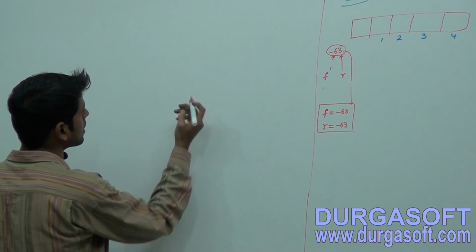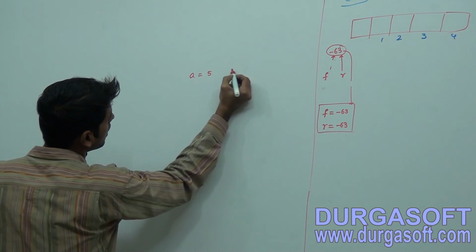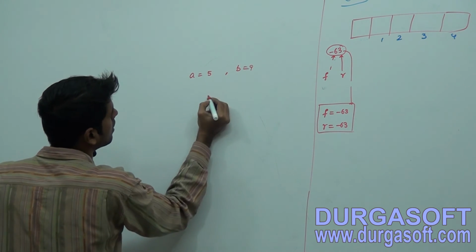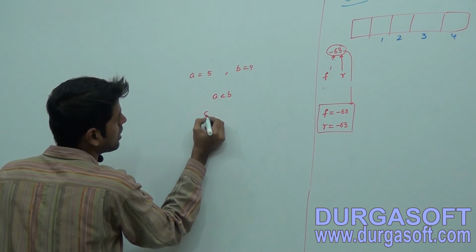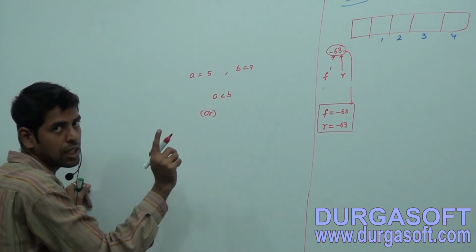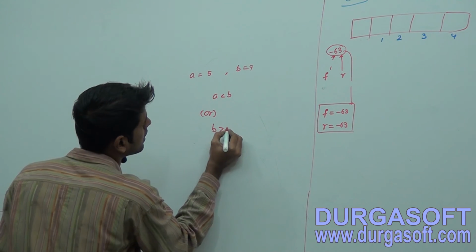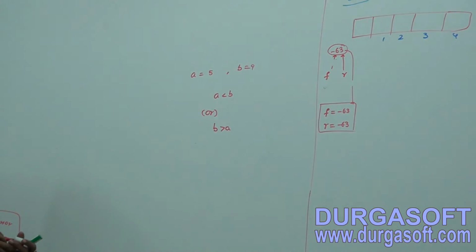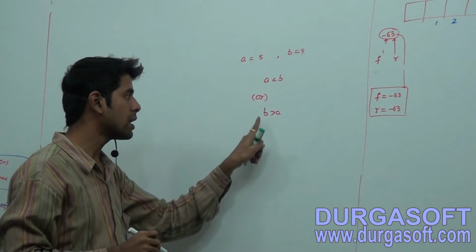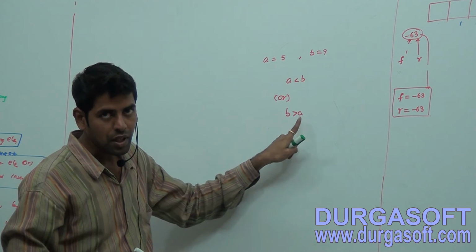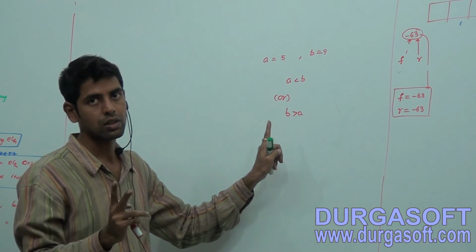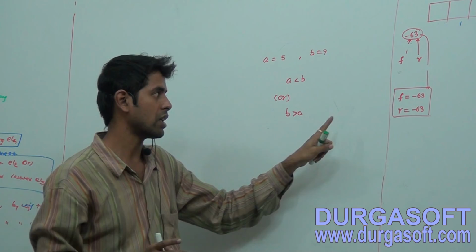What is this, friends? If a value is 5 and b value is 9, how do we tell that a is less than b? A is less than b. The same expression, b is greater than a. Is it true or not? B is greater than a. The same meaning is conveyed in two ways, okay? The same thing, observe here.